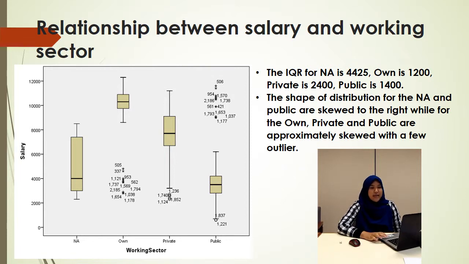Relationship between salary and working sector. The IQR for NA is 4425, own is 1200, private is 2400, and public is 1400. The shape of distribution for NA and public are skewed to the right, while for own, private and public are approximately symmetrical with a few outliers.